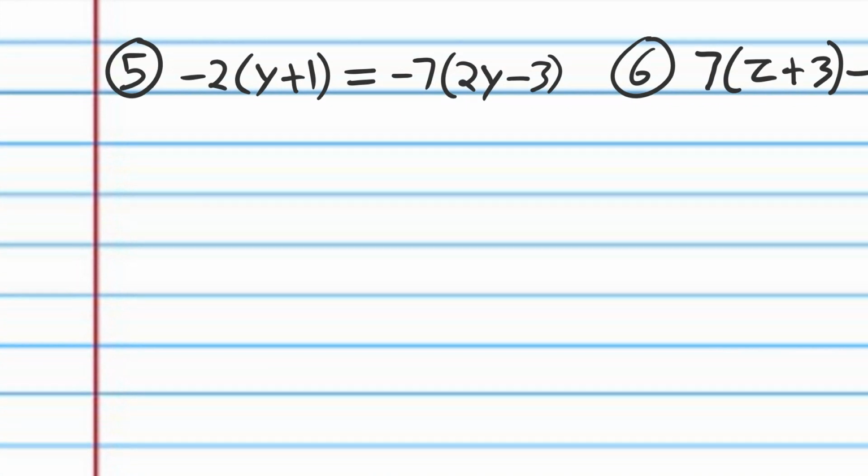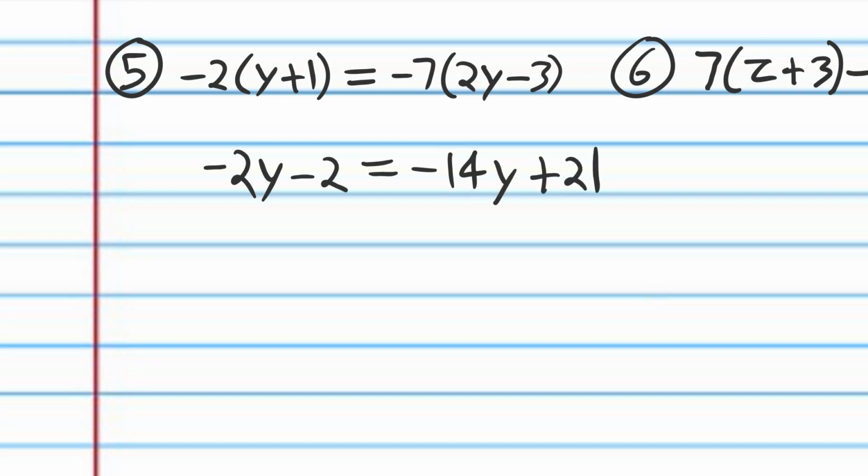All right, we're back. Negative 2 times y is negative 2y. Negative 2 times 1 is negative 2. Negative 7 times 2y is negative 14y. And negative 7 times negative 3 is positive 21. We're going to add 14y to both sides, and then we'll get 12y. And we'll add 2 to both sides, and we get 23.